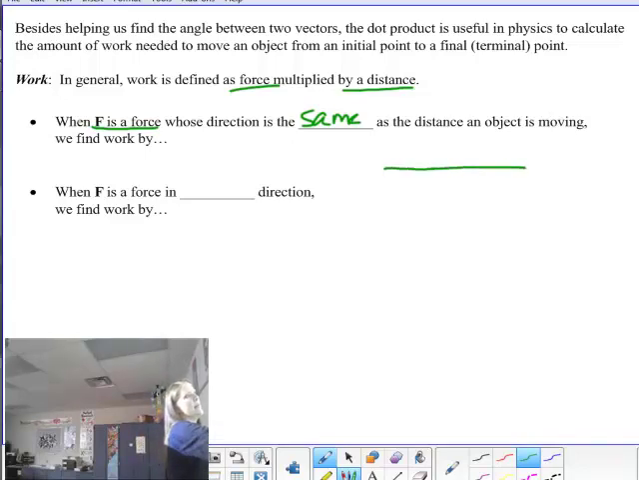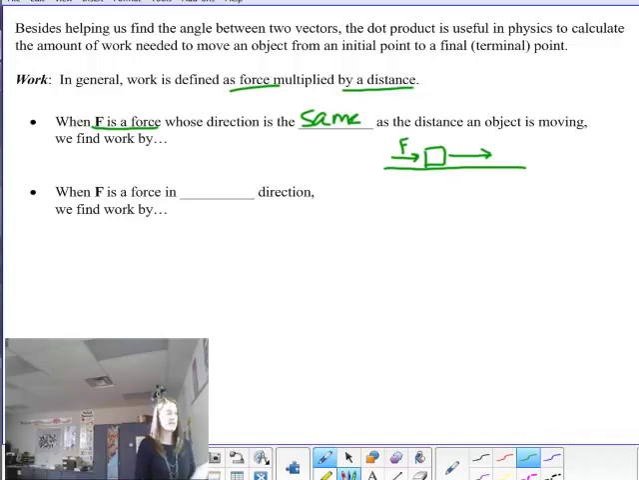Let's say that I have a box and I'm going to apply force F to it, and the box is sitting on the floor. Hopefully the floor is level, and the box is going to move this way. So the force is parallel. It is the same direction as the distance that the object is going to move.